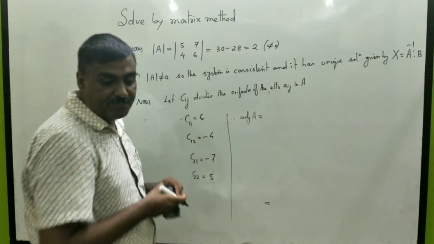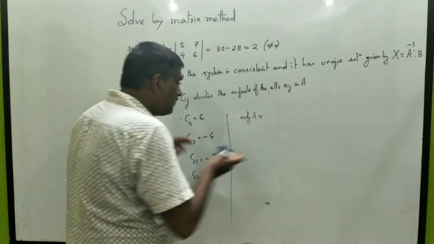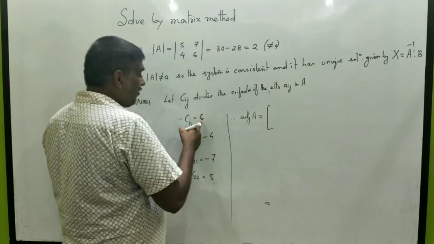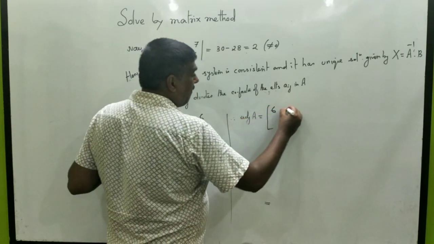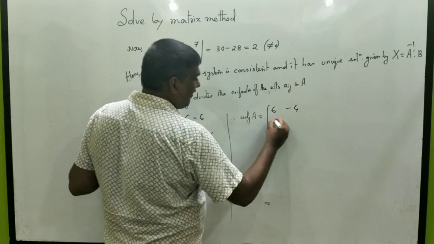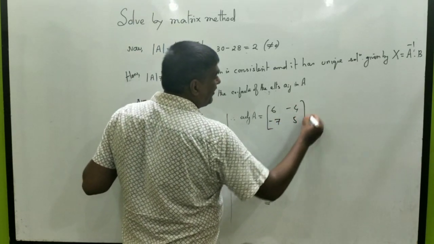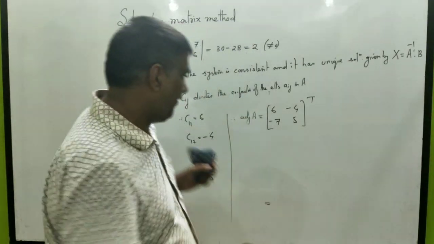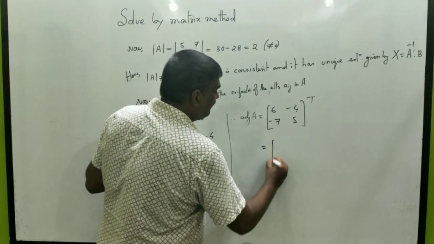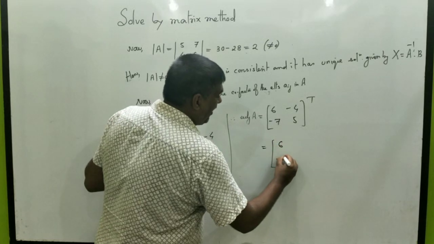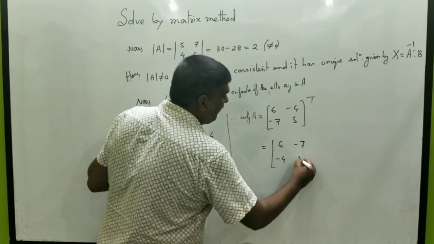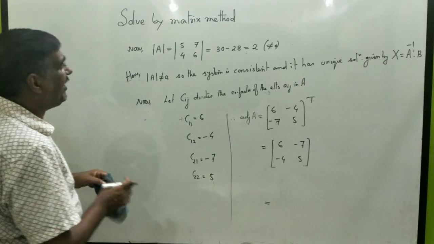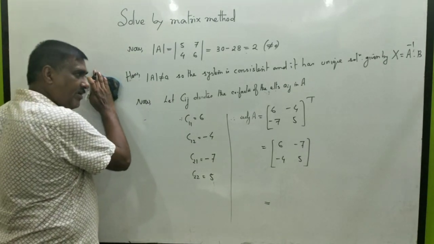तो कोफैक्टर रेडी, देयरफॉर adjoint A equals to what बोलो? तो रो 1 का कोफैक्टर 6 माइनस 4, रो 2 का माइनस 7 5, इसका इधर की ट्रांसपोज, एडजॉइंट माने ट्रांसपोज ऑफ द कोफैक्टर। तो ट्रांसपोज 6 माइनस 4 माइनस 7 5, क्लियर। तो एडजॉइंट ए रेडी.